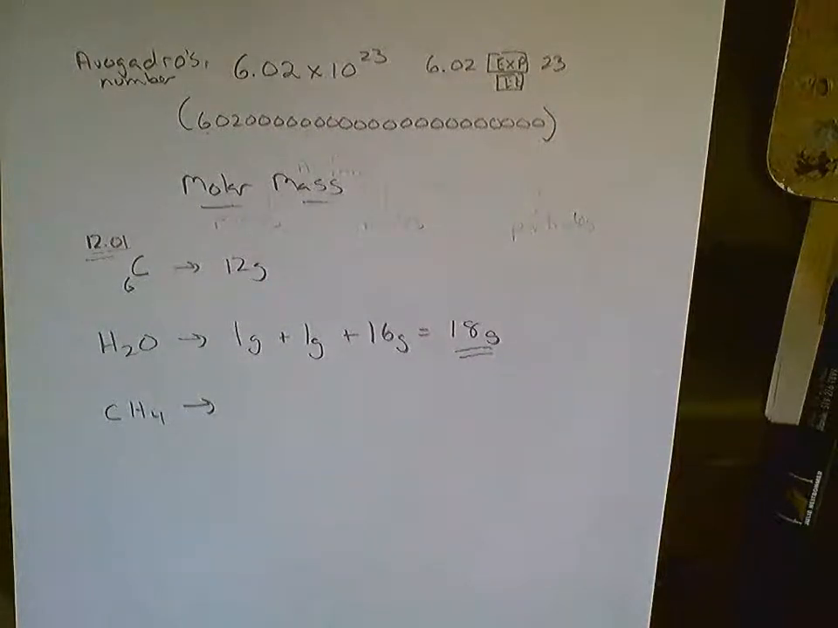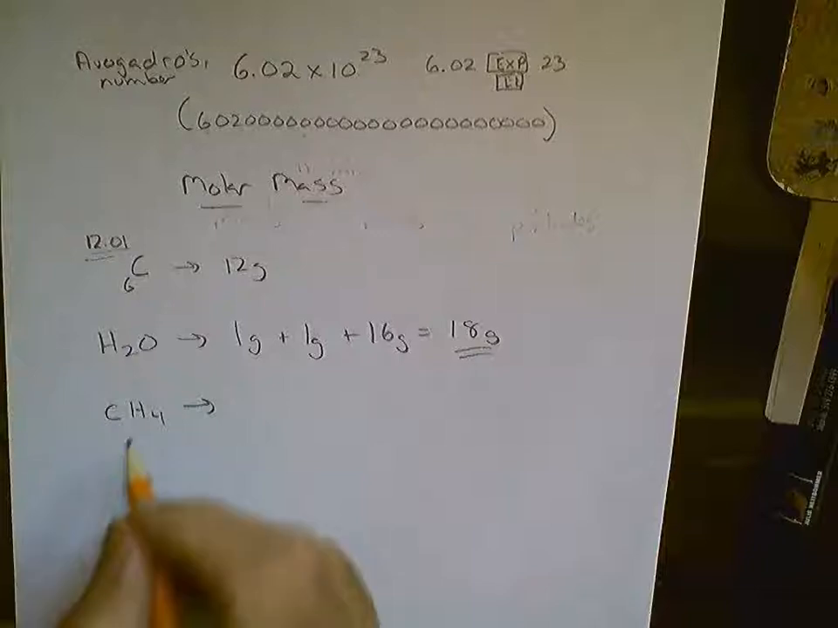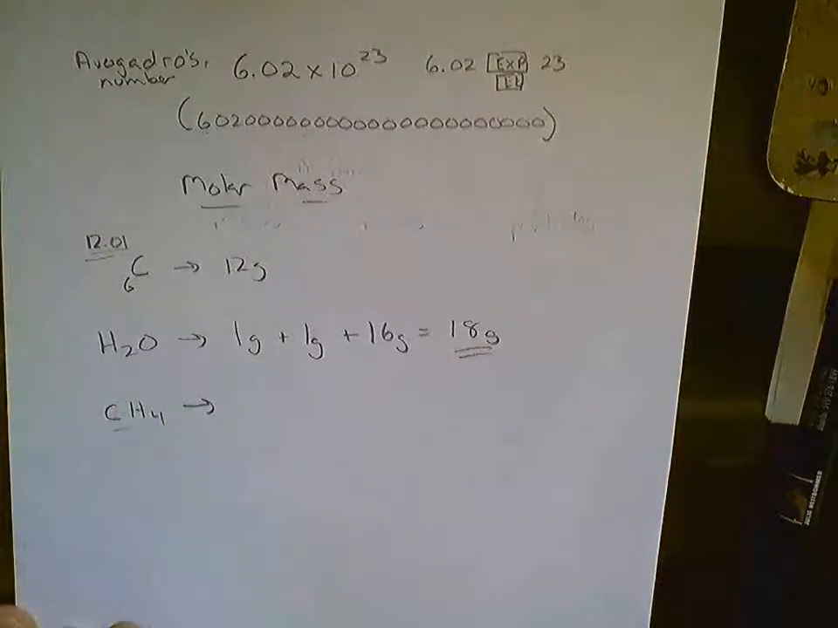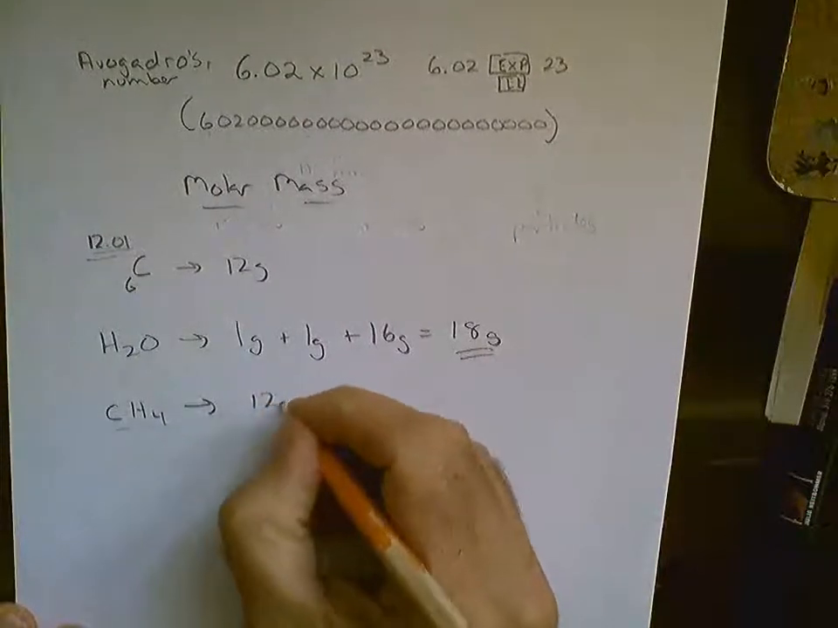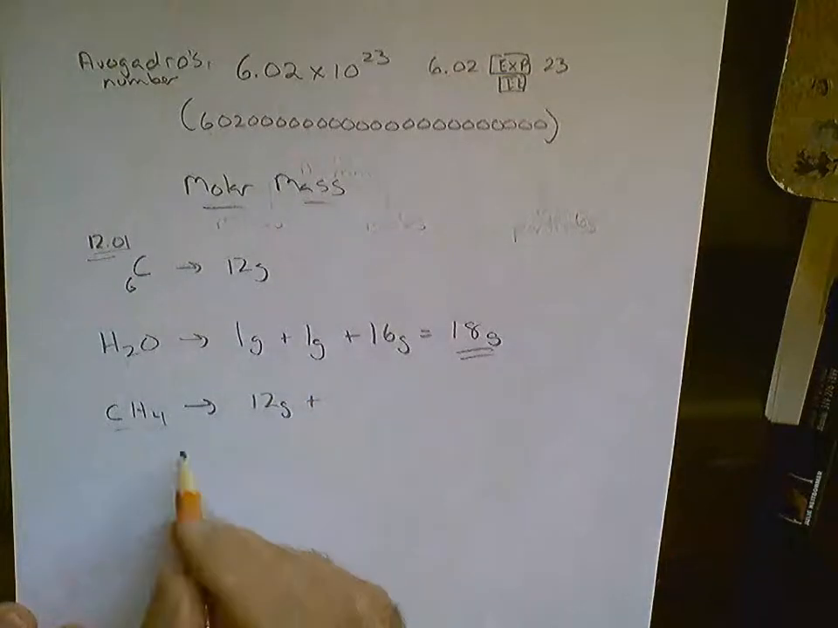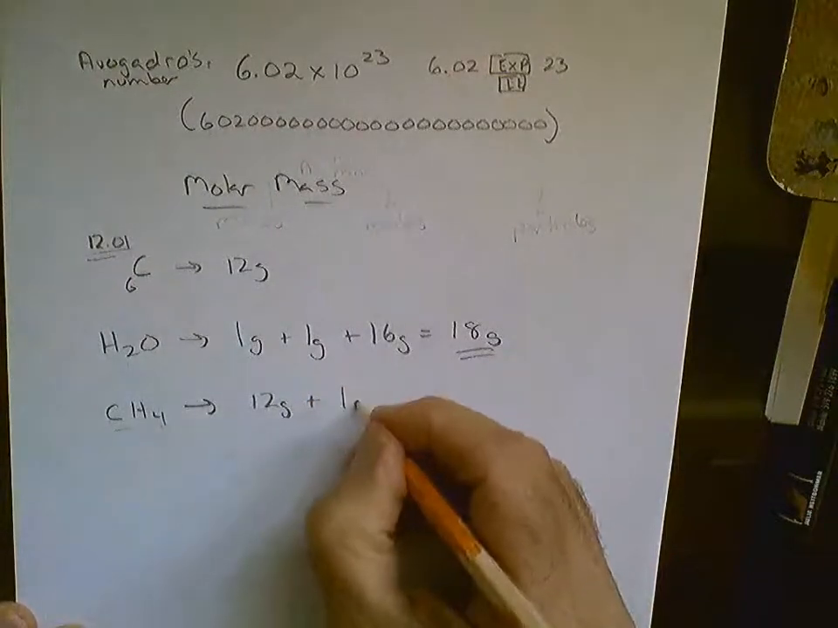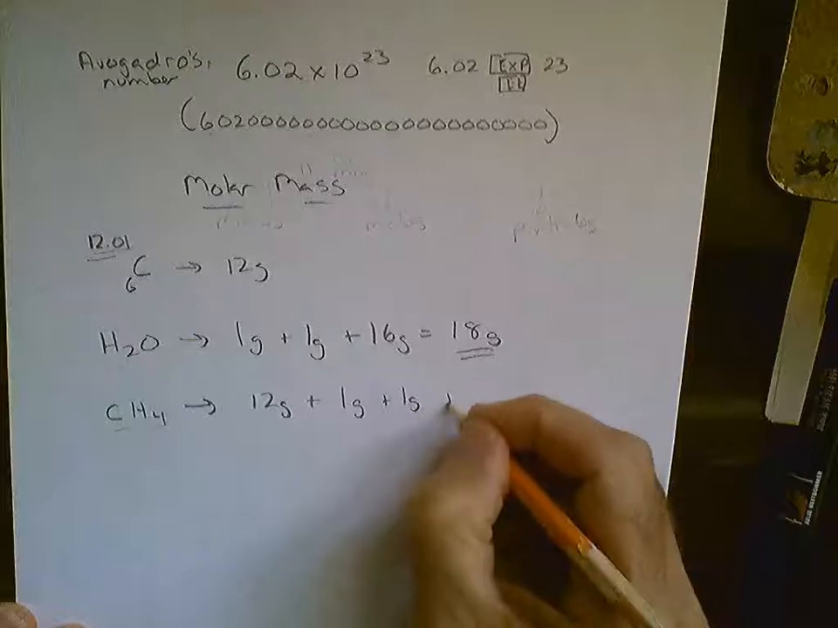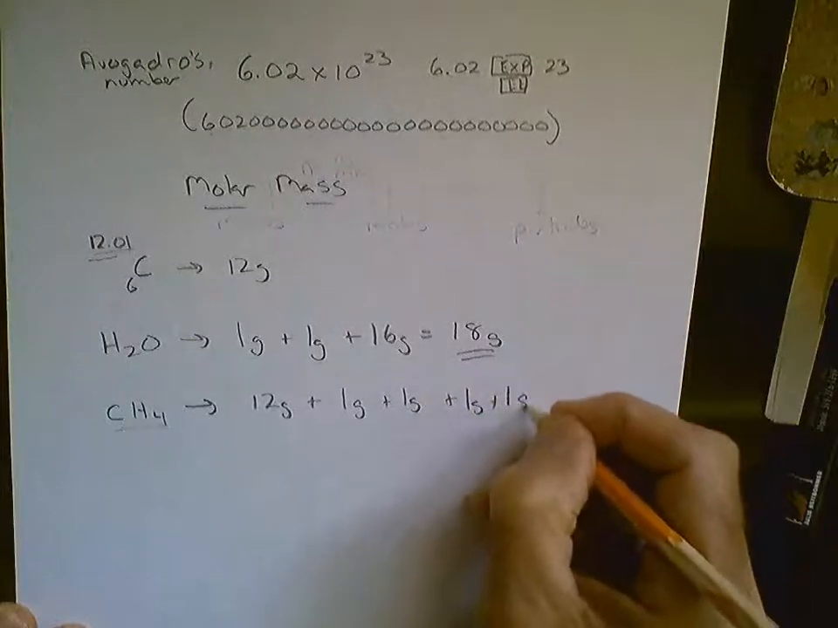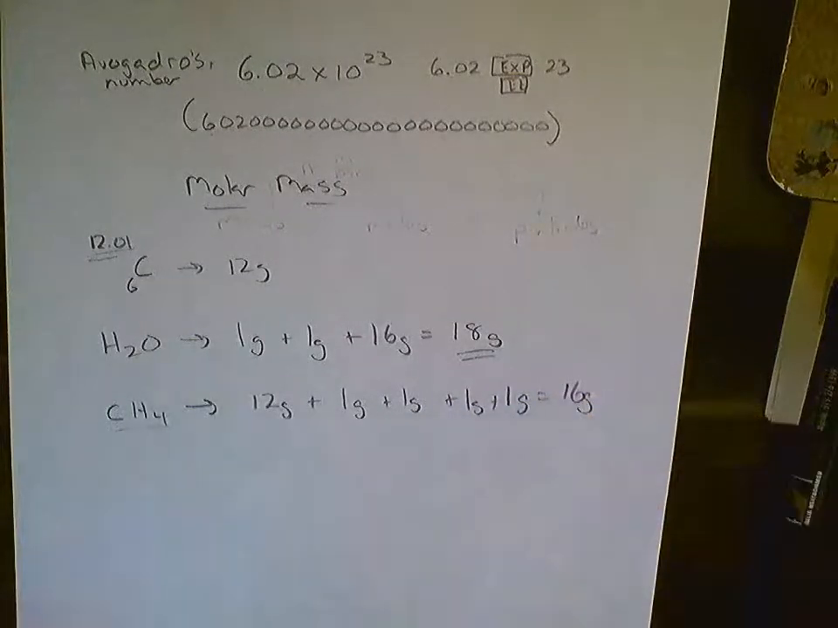Folks, this is used a lot in chemistry. Let's try one more molecule. We got methane, CH4. We look up carbon, 12 grams. We look up hydrogen. We have 4 of them there, so we have to add them all. That's 16 grams for 1 mole of methane.